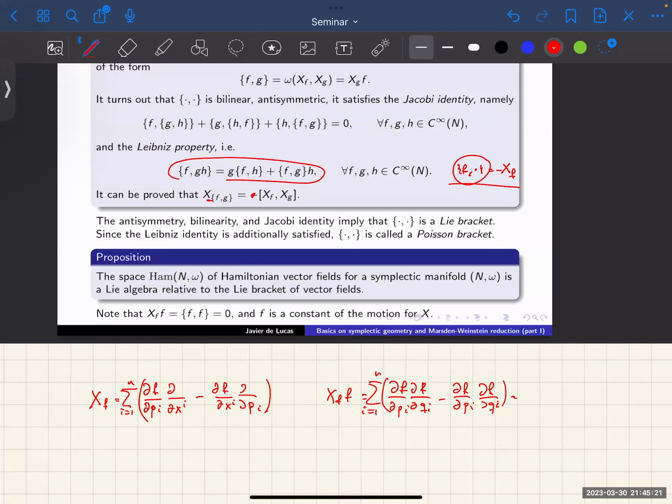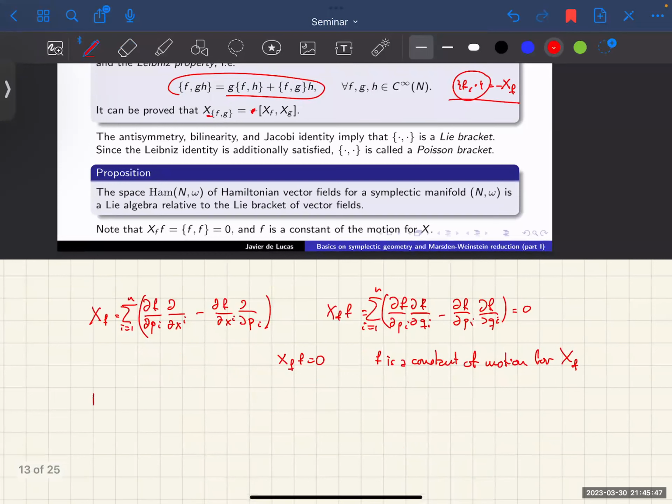Which is obviously equal to 0. What means that when you have a Hamiltonian vector field with a function f related to a function f, f is a constant of motion. So there are many results.